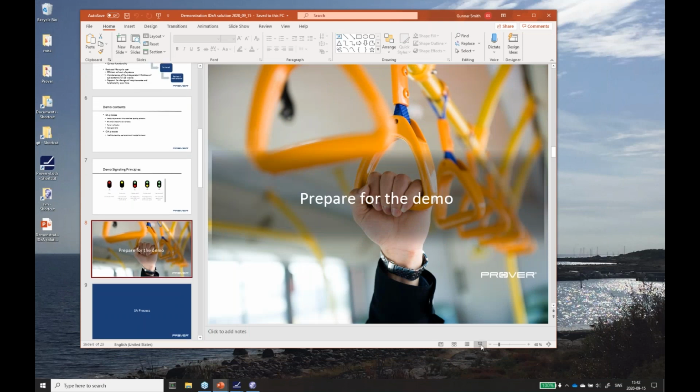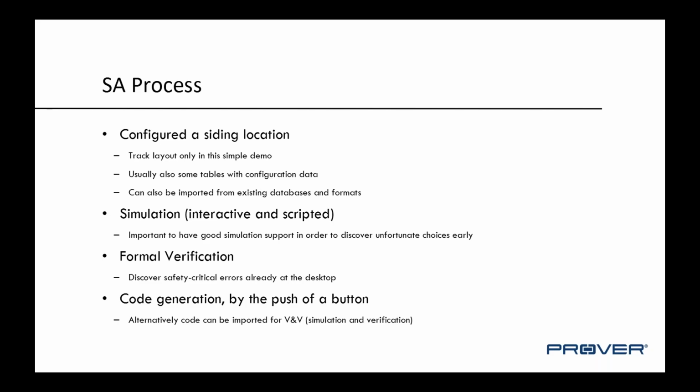So we looked in particular at what we call the SA process, the specific application process. We configured a simple interlocking or signaling location. And in this very simplified demonstration, we only needed to add the objects and a track layout. And we used an existing generic application with all the signaling requirements. In a real life example, you might have more complex configuration data and you might import this, as mentioned, from existing databases or file formats that you may already have.